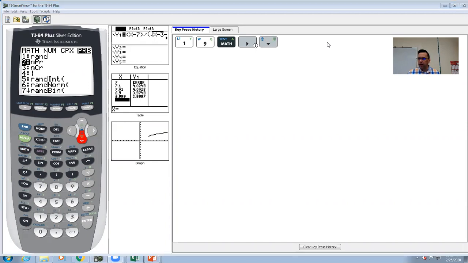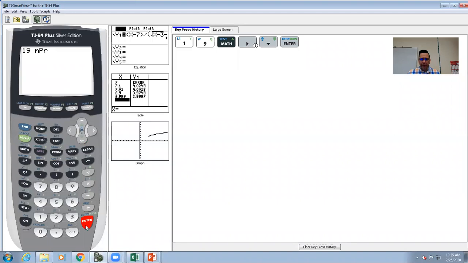So you press enter on that, and then put the number 3. Okay, so we have 19 horses. We're trying to pick 3 in order. You press enter on that and you get the same 5,814 that they got. So that's if you're using the graphing calculator.